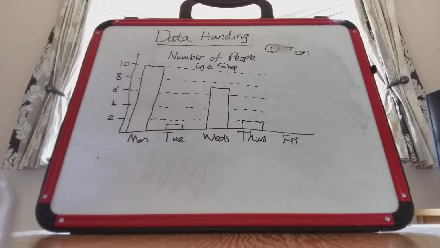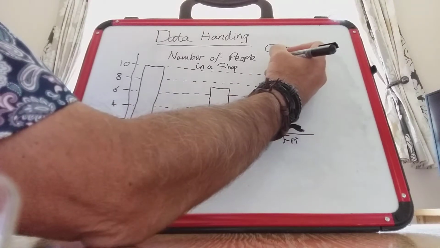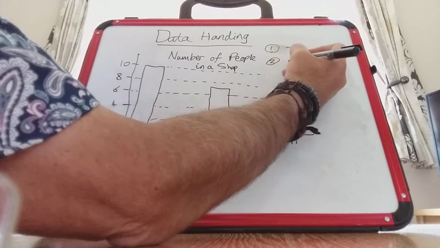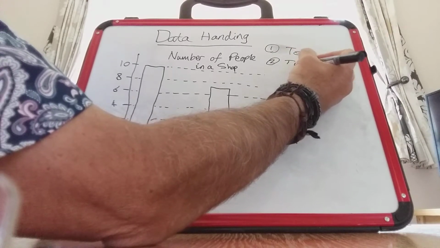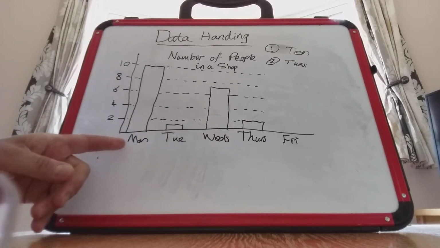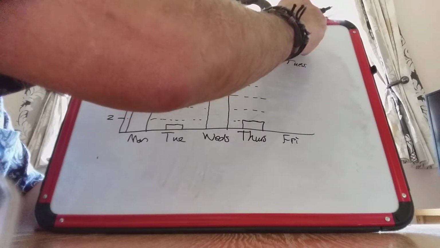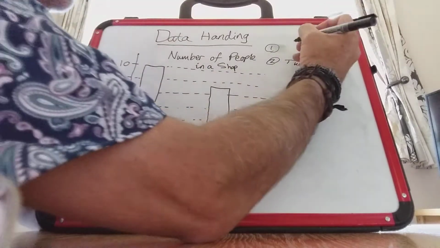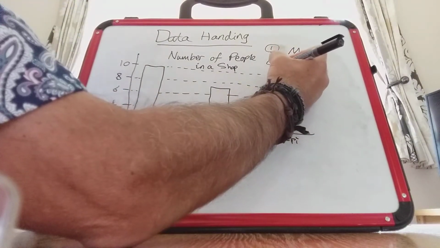Another question would be, what day would there be the lowest number of people in the shop? And here the answer would be Tuesday. Okay. I've just thought, if question number 1 says on what day were there most people in the shop, the answer isn't 10, of course. The answer is Monday. So let's get that right, shall we?